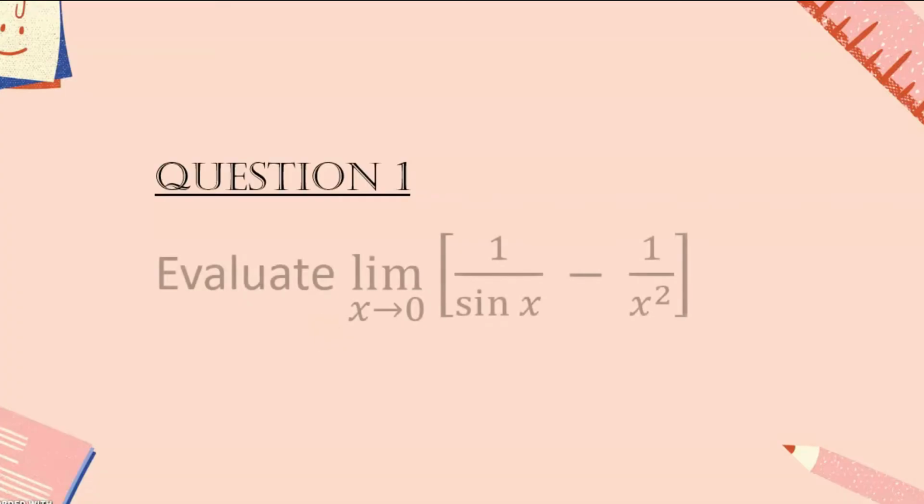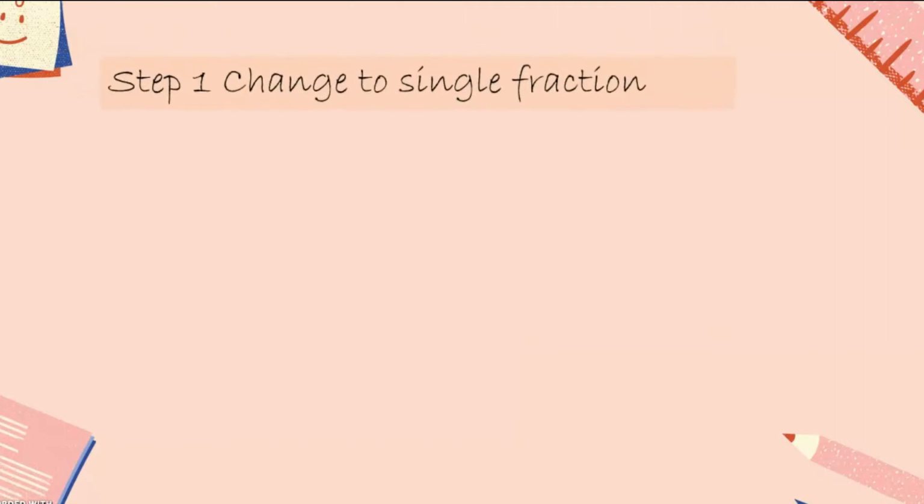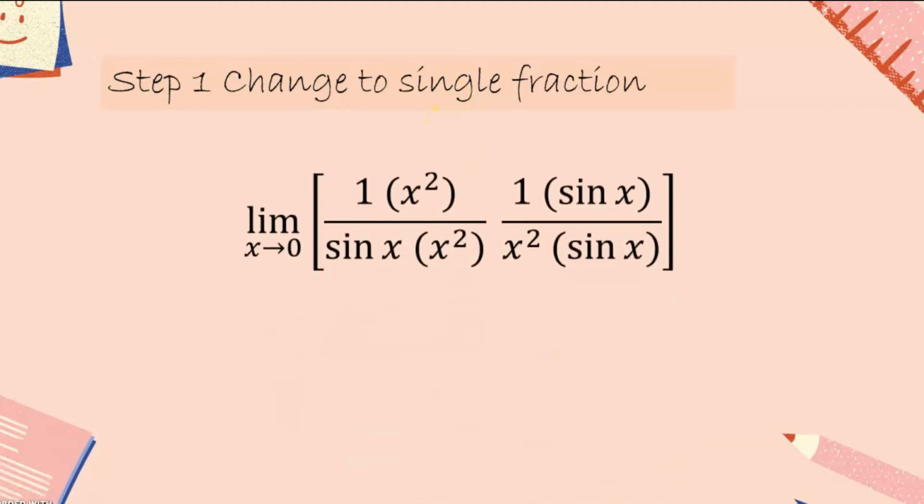Question 1 says, evaluate the limit as x approaches 0 of 1 over sine x minus 1 over x squared. What we have to do is, step 1, change to a single fraction first. To change to a single fraction, we have to make the denominators the same first.